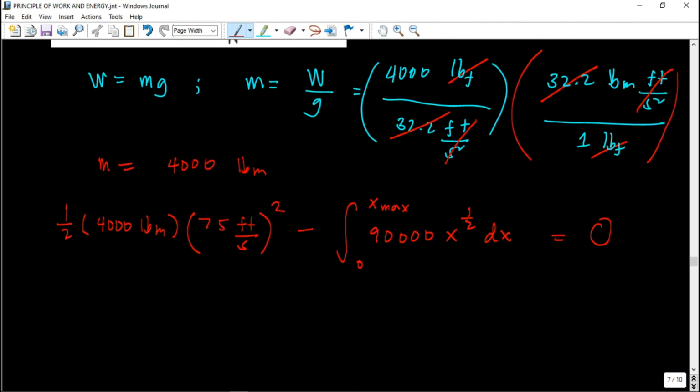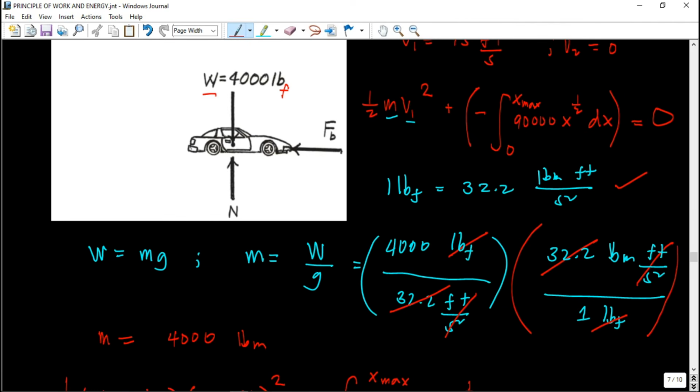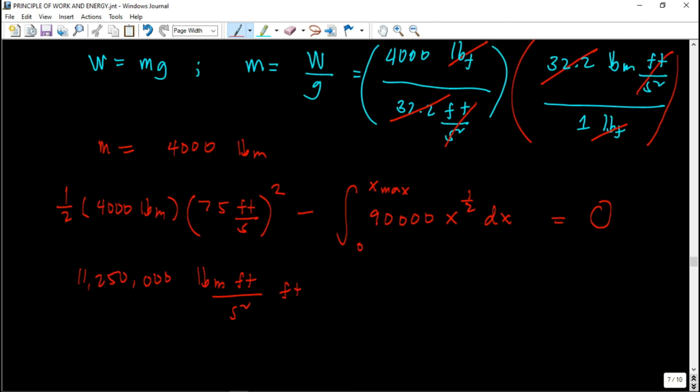So here, let's just compute for the equivalent of this 1/2. We have here 1/2 times 4,000 times 75 squared. So this is 11,250,000. That is pound mass, feet per second squared times feet. So here, hiniwalay natin yung feet since this is feet squared, di ba? So if you square this, so feet squared, we just hiniwalay lang natin siya in order for us to convert this to foot-pound force, which is a unit of work. Okay, so dito kasi we have here this conversion, we can use that here.